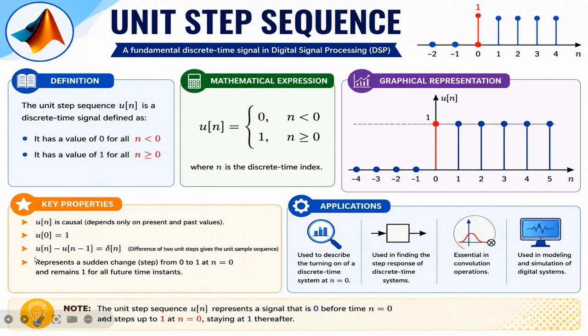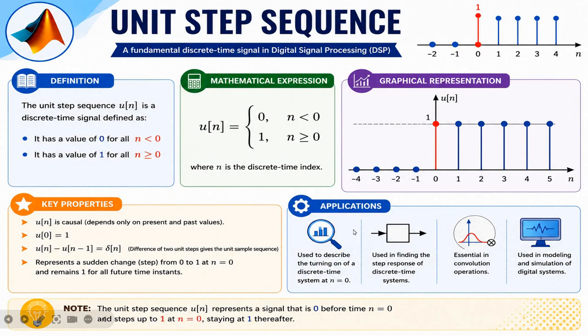Another important relation is u of n minus u of n minus 1 is equal to delta of n. That is, the difference between two consecutive unit step sequences produces the unit sample, that is the impulse sequence, which demonstrates a close relationship between the two fundamental signals. The unit step sequence is also used to represent signals that begin at a particular time instant.